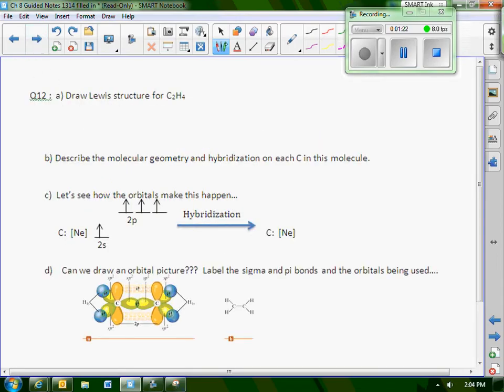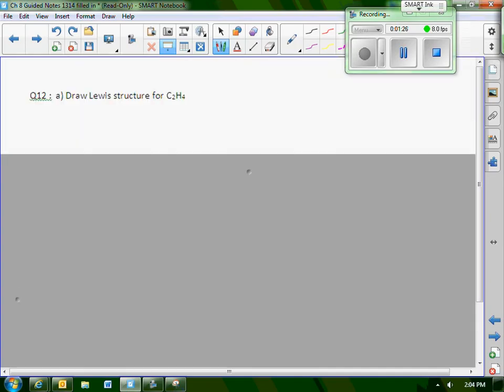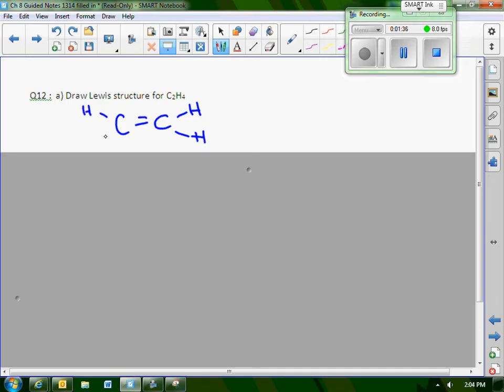So the thing that it asks you to do is to draw the Lewis structure of C2H4. Okay, hopefully at this point you can do this fairly quickly and understand that carbon gives 4 electrons, each hydrogen gives 1, so we've got 8, 9, 10, 11, 12 electrons that we have to deal with. 2, 4, 6, 8, 10, 12 electrons total in our Lewis structure here, so we have a double bond.